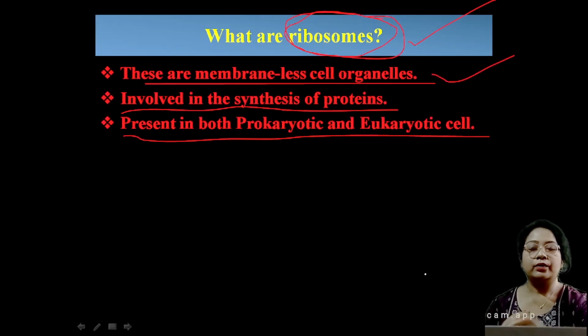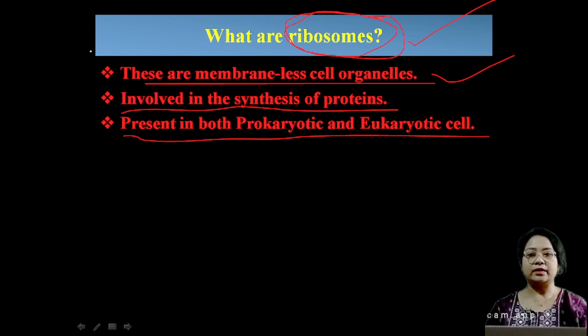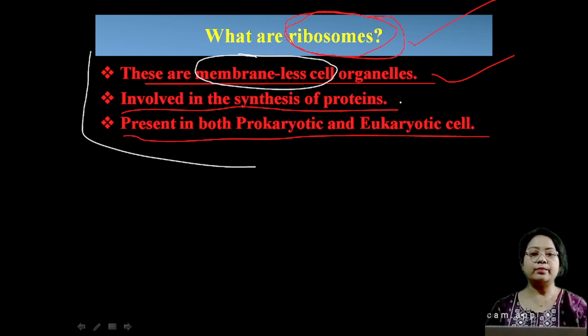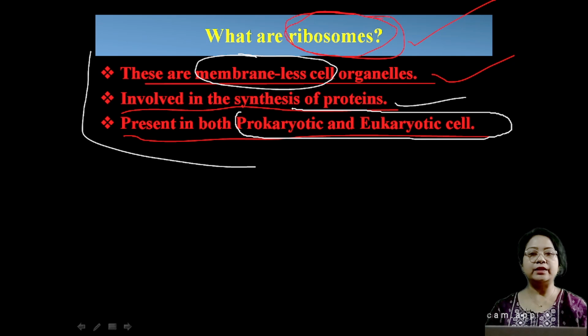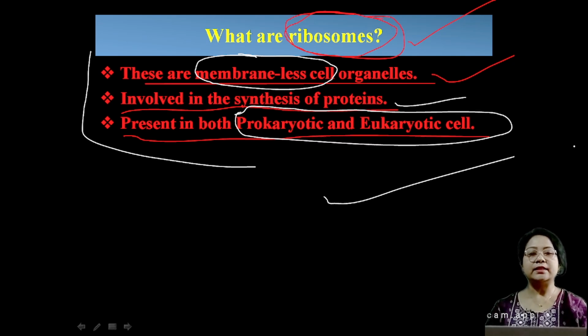So then the next and last one is the ribosome. Ribosomes are membraneless cell organelles, and they help in the synthesis of protein. Those ribosomes are common features that you can find in both the prokaryotic and eukaryotic cell. So I think these are very clear to you.